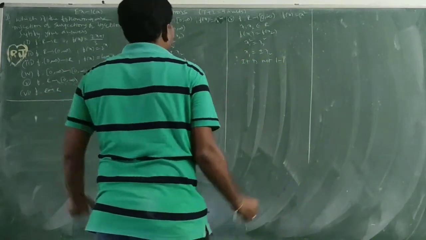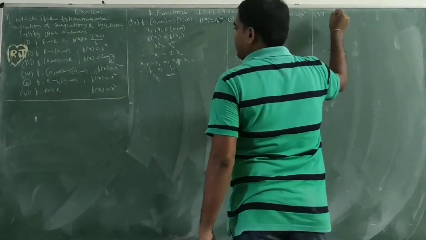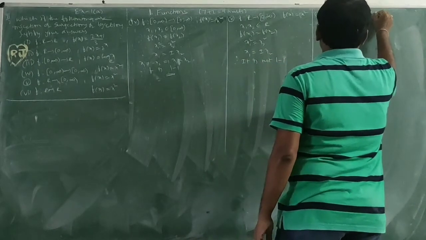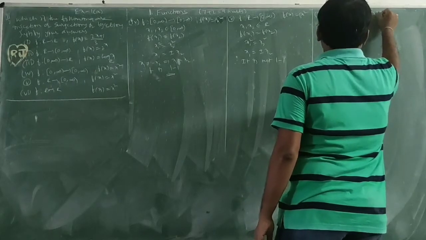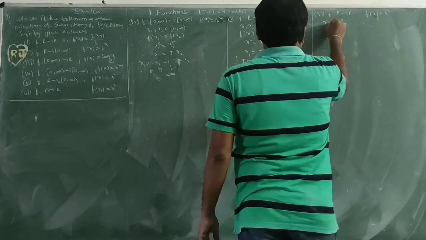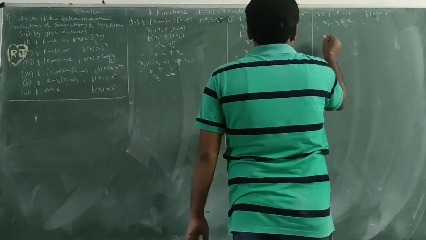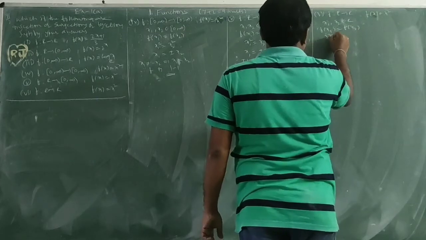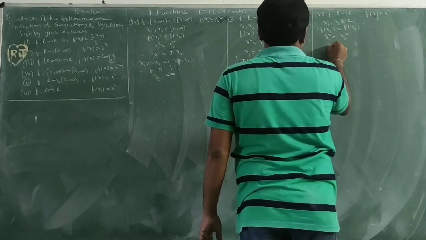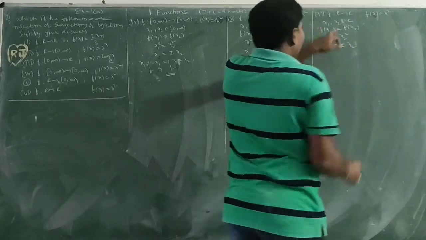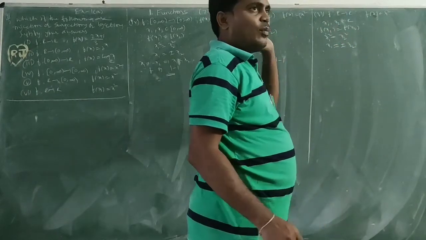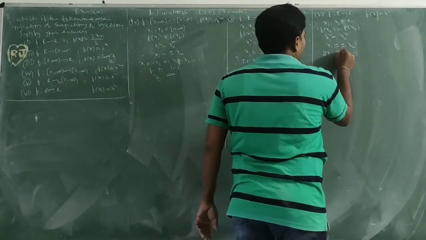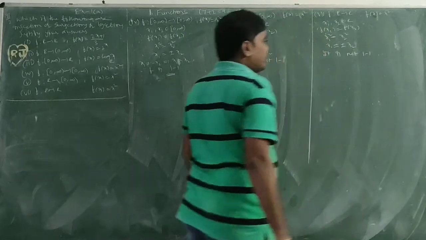Same problem here. Sixth, f from R to R, f of x equal to x square. So x1 comma x2 belong to R, and f of x1 equal to f of x2 gives x1 square equal to x2 square, so x1 equal to plus or minus x2. If the domain is R, there exist positive values and negative values, so it is not a one-one function.